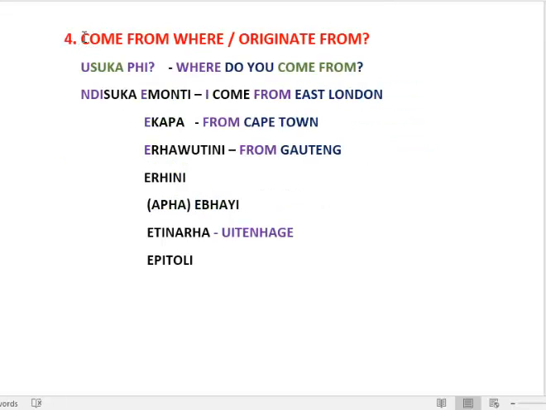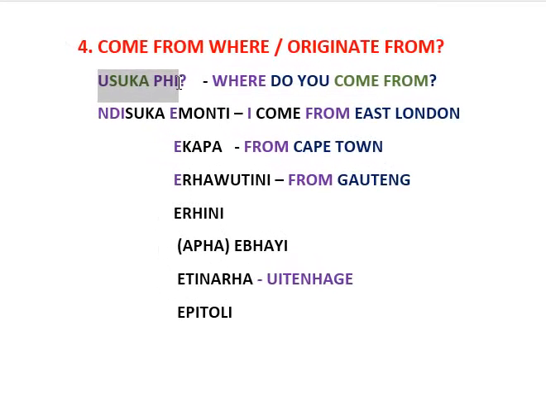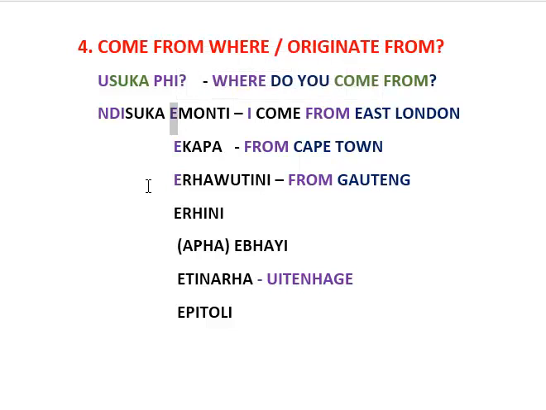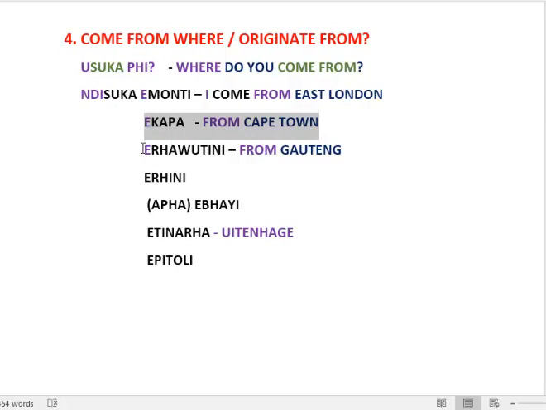Point number four. Wanting to know where the person comes from or originates from. The question, usuka phi, and the u referring, of course, to you, and the phi, where. Ndisuka eMonti, I come from East London, using here ndi for I, and the e meaning from. eMonti, East London. eKapa, Cape Town. eGautini, Gauteng. eRhini, Grahamstown. Apha ePhethe, Ndisuka apha ePhethe. I come from here in Port Elizabeth. So apha meaning here. eTinarha from Uitenhage. ePitoli from Pretoria.